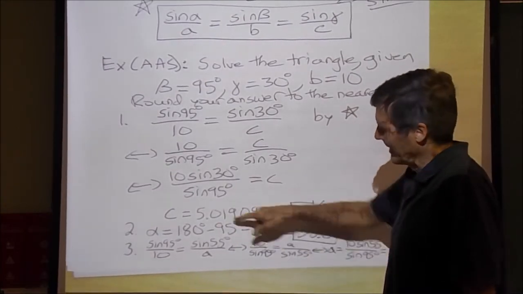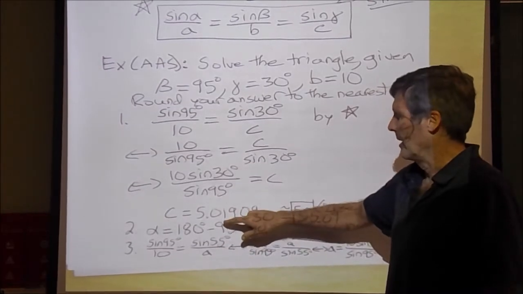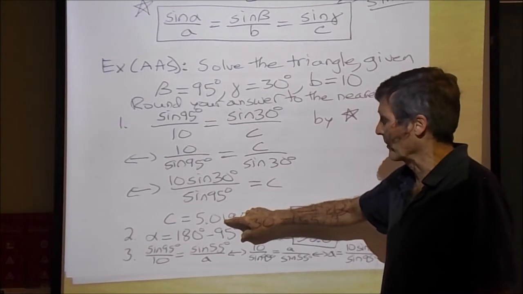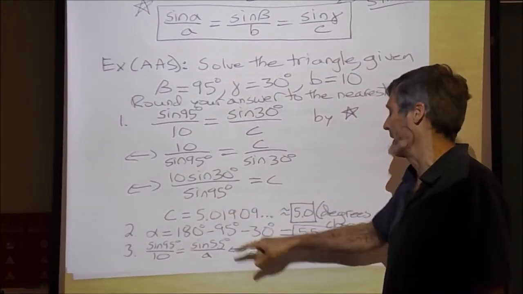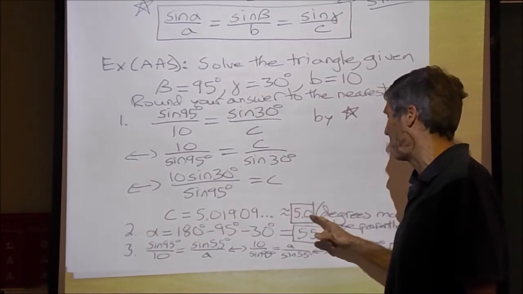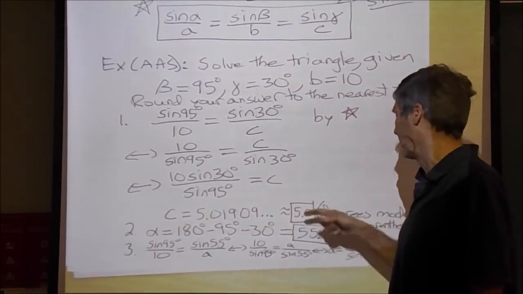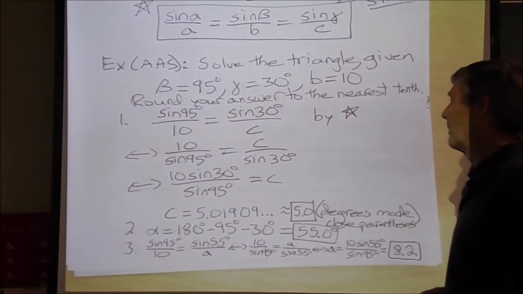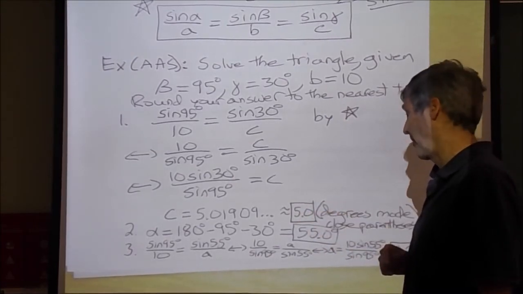If we're going to round it to the nearest tenth, this place right here, then we take the next digit after that, and if it's 5 or greater, we round this up to 1. If it's 4 or less, we leave it as 0. Well, it's 4 or less, so we leave this as 5.0. We write the 0 to indicate that it is a significant digit. We don't write 5. So now we've rounded it to the nearest tenth.